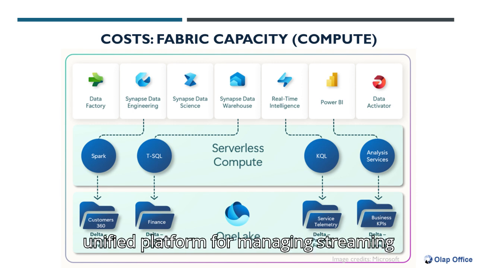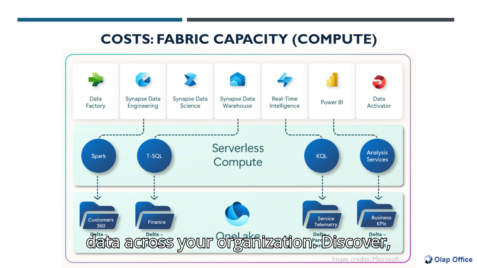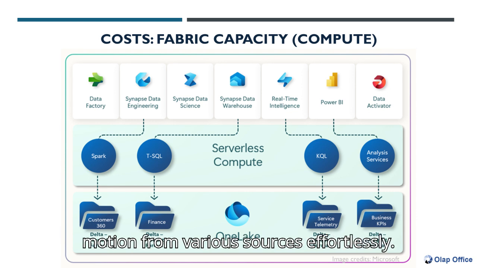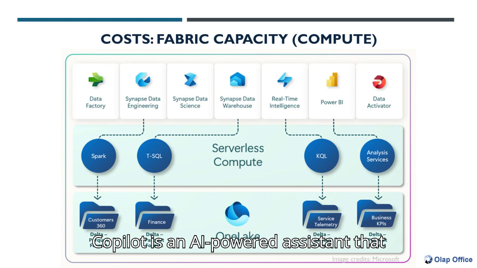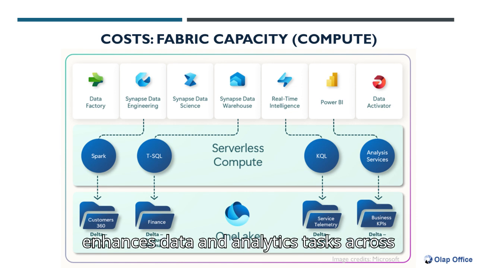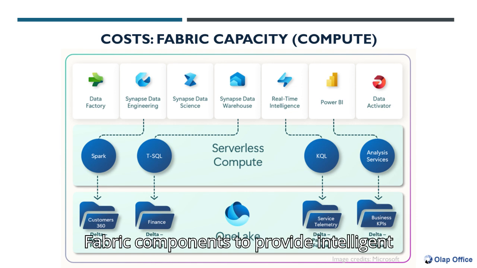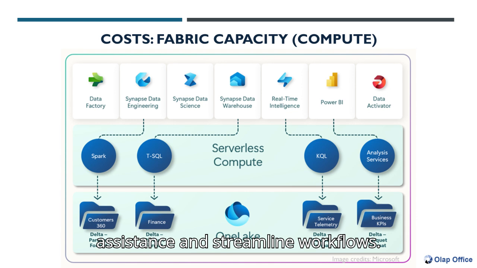Real-Time Hub is a unified platform for managing streaming data across your organization. Discover, ingest, manage, and consume data in motion from various sources effortlessly. Copilot is an AI-powered assistant that enhances data and analytics tasks across the platform. It integrates with multiple Fabric components to provide intelligent assistance and streamline workflows.